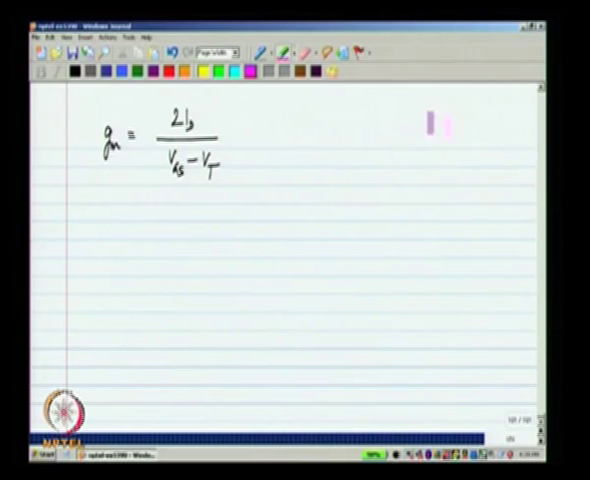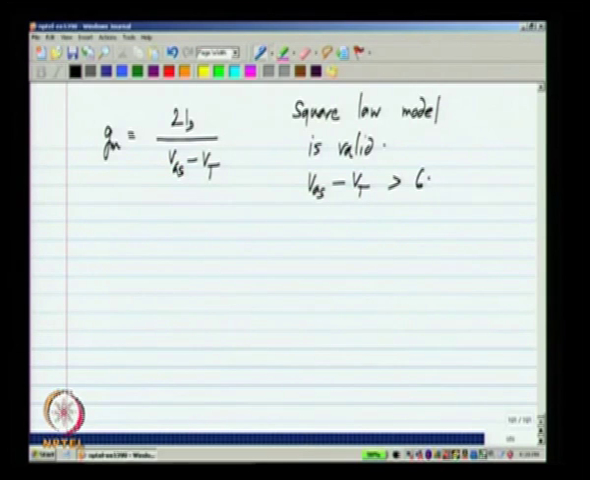Now, what really happens is that the square law model is valid only when VGS minus VT is greater than about 6 VT, where VT here is the thermal voltage. Okay.